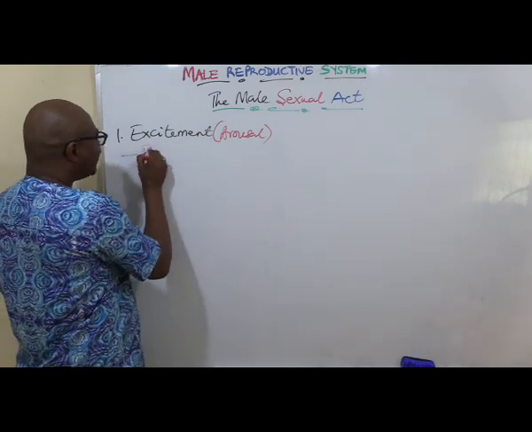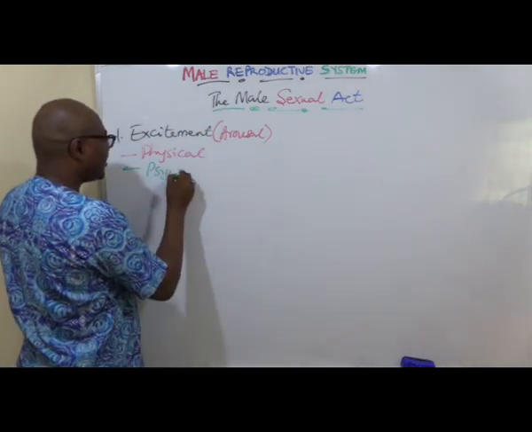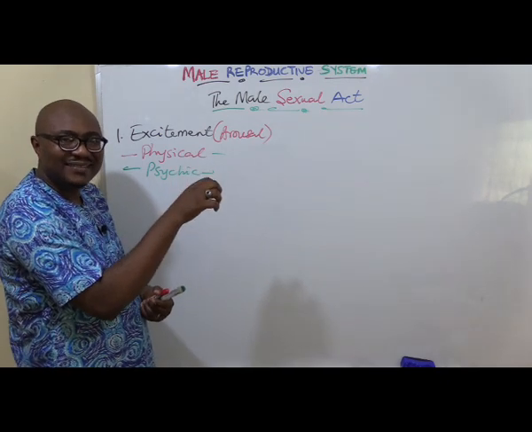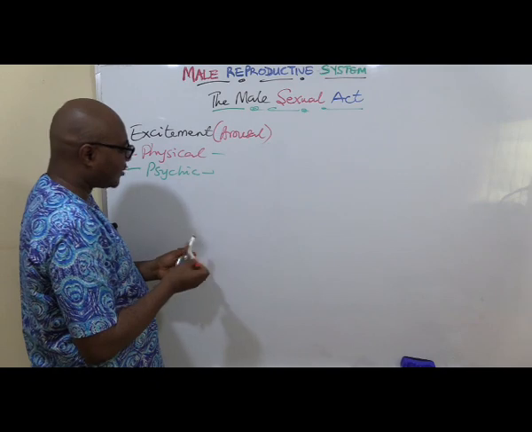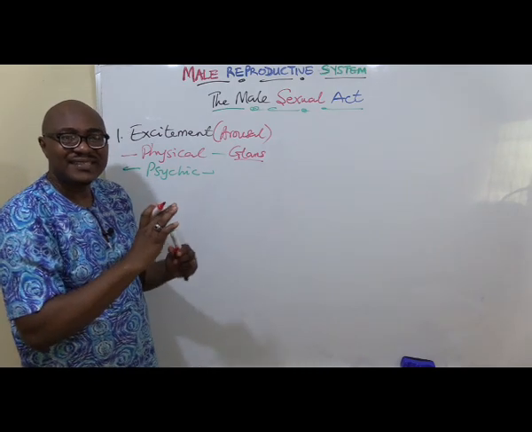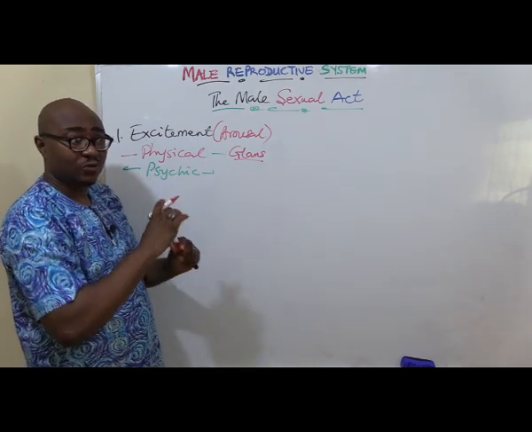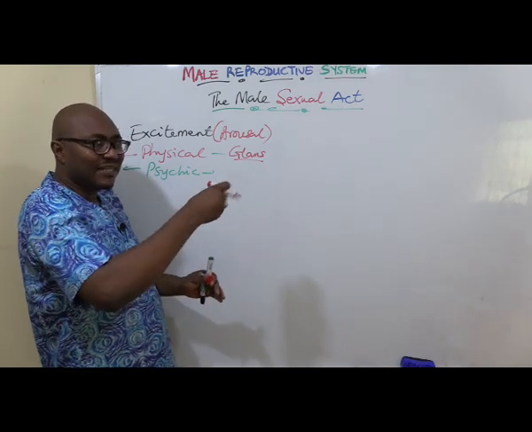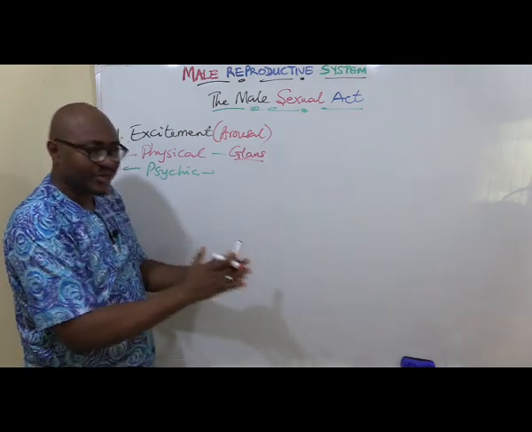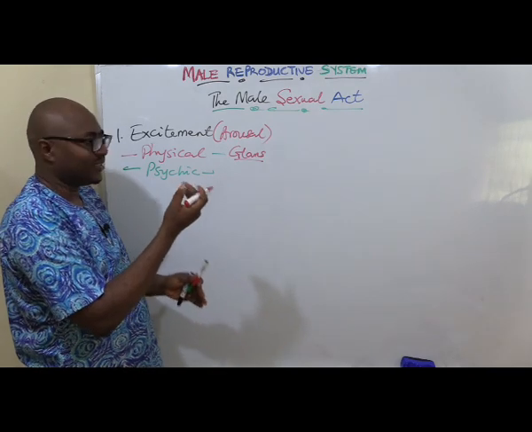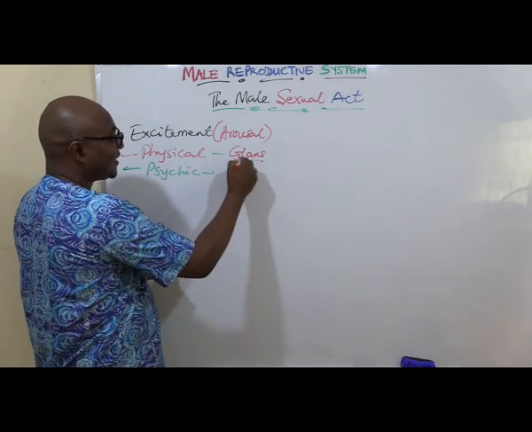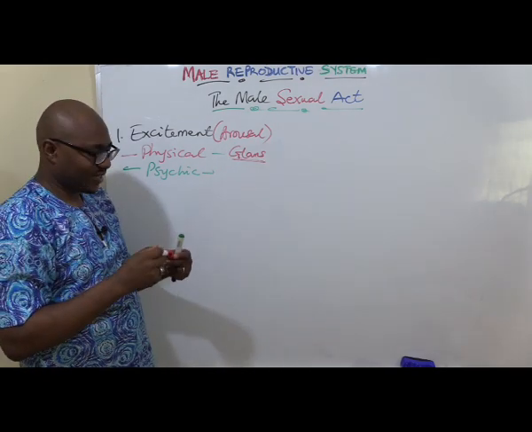So it could be physical. Physical means physical touch of the male sexual organ, that's the penis, and there's a part of the penis known as the glans. The glans penis is very sensitive. It has a lot of sensory nerve endings. So once that place is being touched and rubbed over, especially during intercourse or even with the hand, it causes a lot of arousal and excitement.